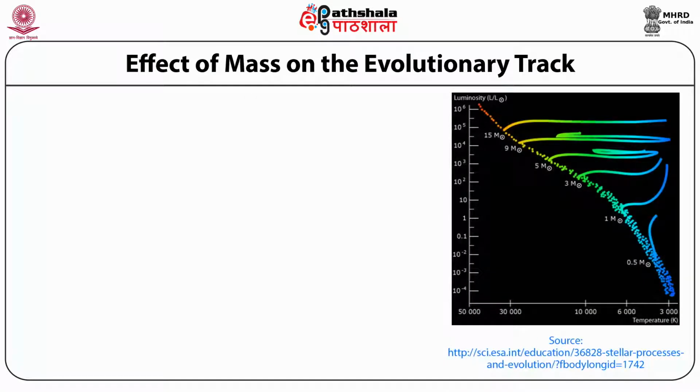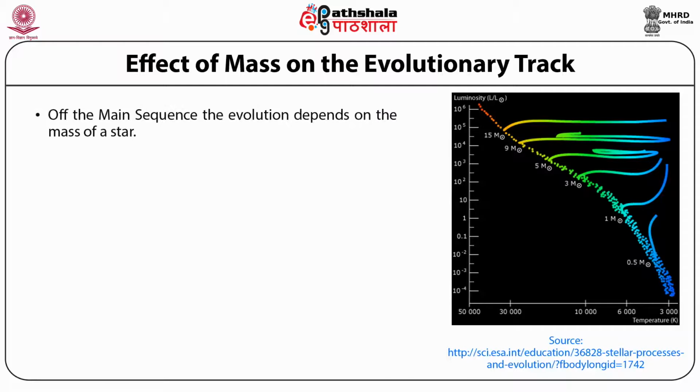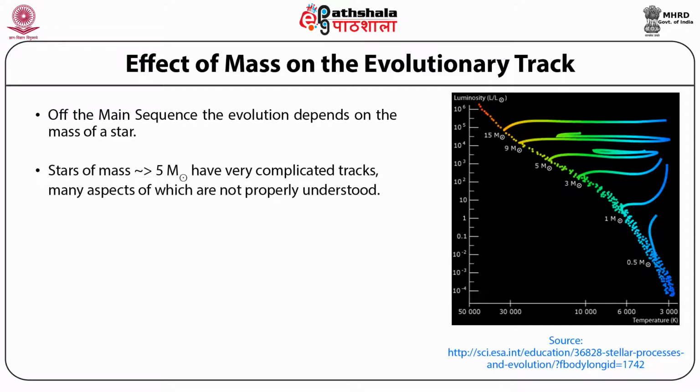This figure shows the effect of mass on the evolutionary track. Off the main sequence, the evolution depends on the mass of a star. Stars of masses approximately greater than 5 solar masses have very complicated tracks, many aspects of which are not properly understood.